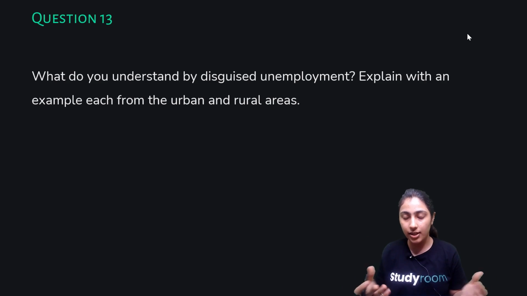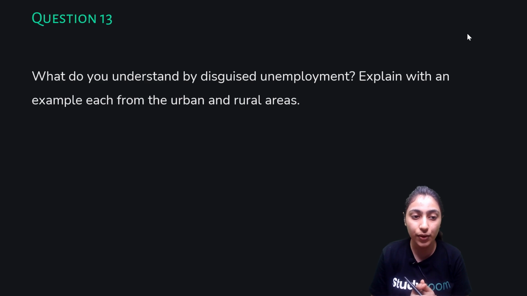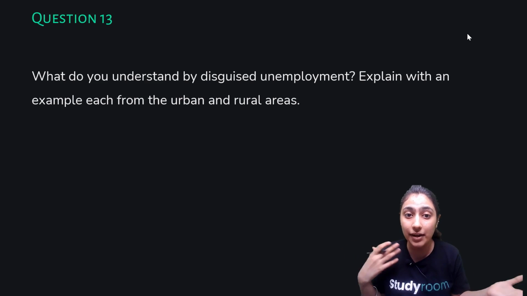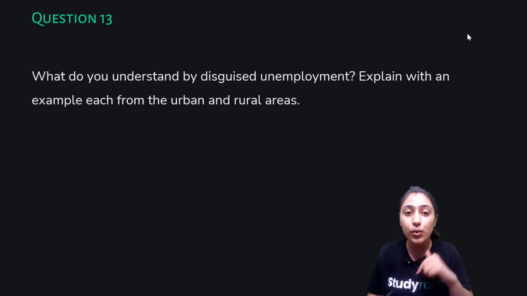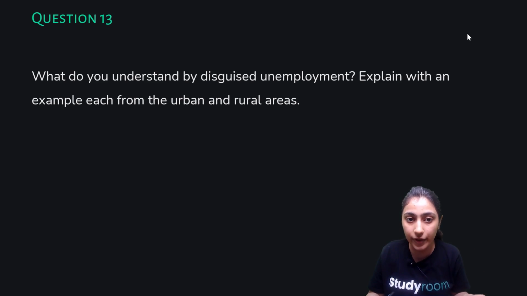So if a question comes to you, what do you understand by hidden unemployment? The first point that you can put there is that hidden unemployment is also known as disguised unemployment. And then later on you can provide examples in both aspects, rural and urban.